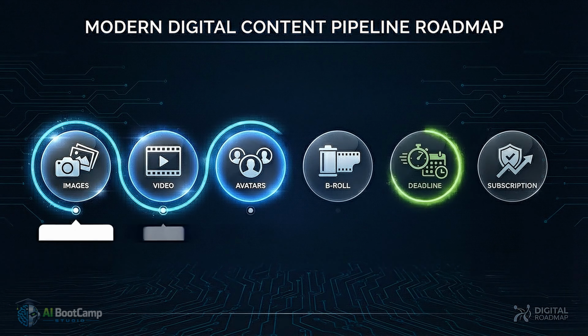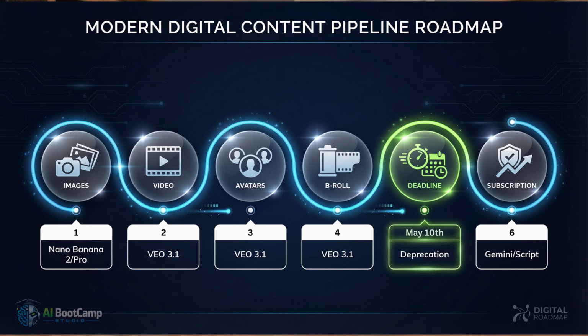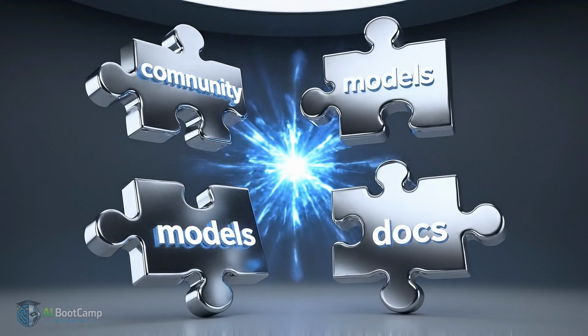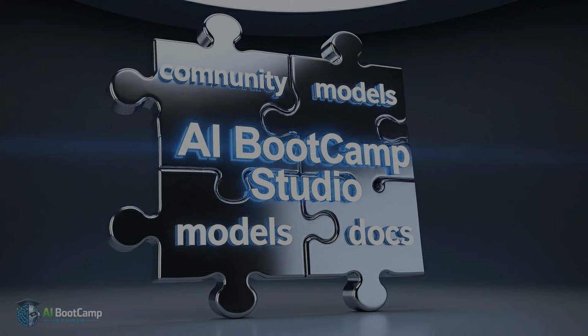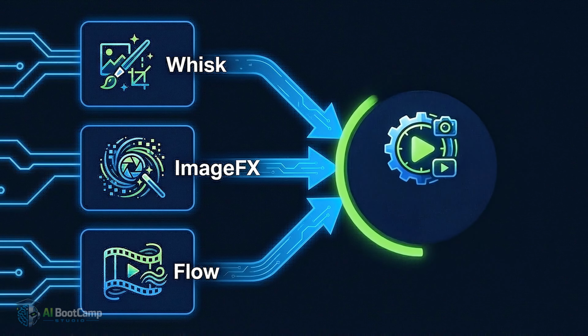Google merged 3 of their AI tools into one unified workspace, and it works great for me. Whisk for image editing, ImageFX for image generation, and Flow for video, all in one place now. The workspace runs on 3 main engines: Nano Banana Pro for images, Veo 3.1 for video, and Gemini for prompt assistance and scene planning.